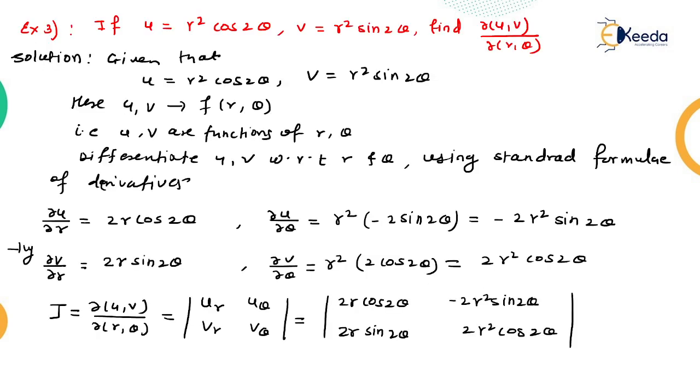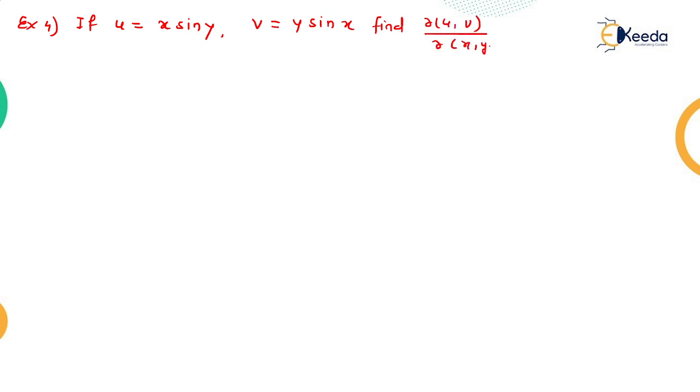Now let me start example number 4. That is the fourth example I want to discuss with you. Example number 4: if u equals x sine y, comma v is equal to y sine x, find del(u,v) upon del(x,y). So let's see how to find this.